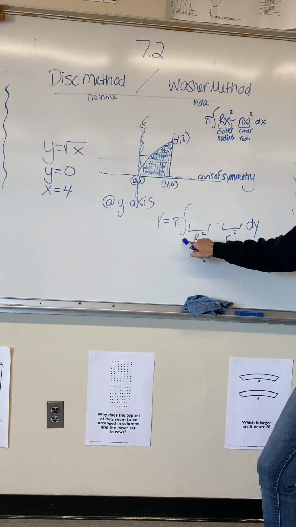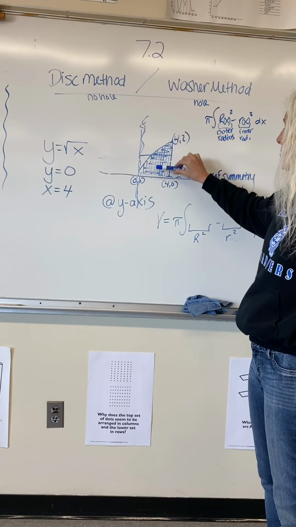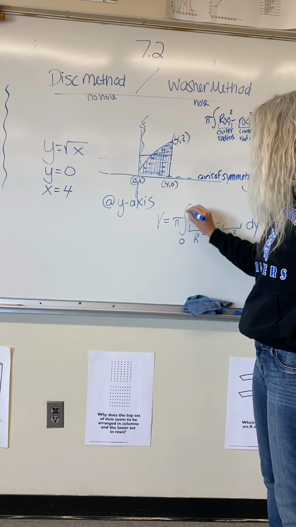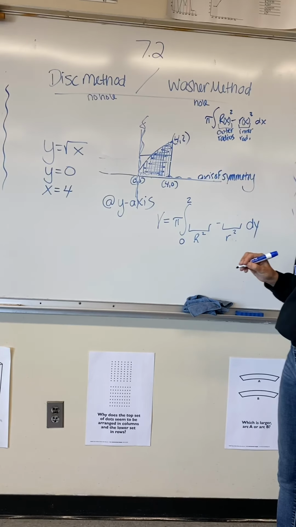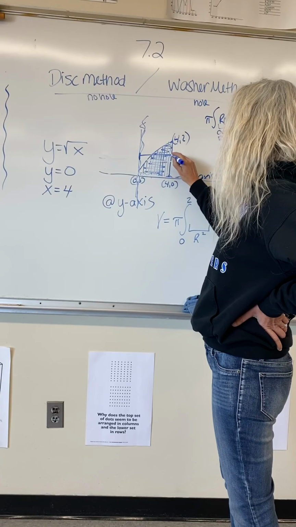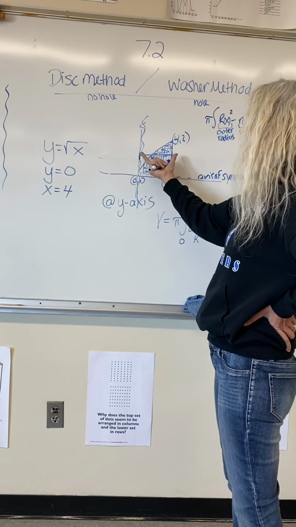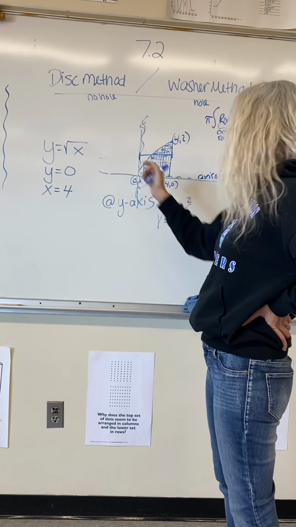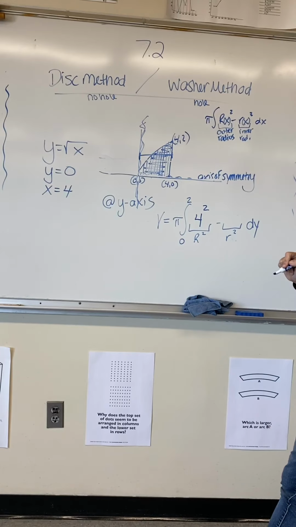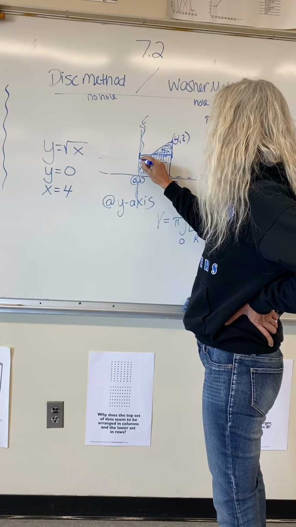Now, I should be able to write my bounds if I know I'm going in terms of y's. What was my lowest y? What was my highest y? My lowest y was 0, and my highest y was 2. So my bounds are 0 to 2. My outer radius is the distance from my axis of revolution to the far outside of my shape. So when I cut there, that's actually going to be a consistent 4. So my outer radius is 4 squared minus my inner radius.